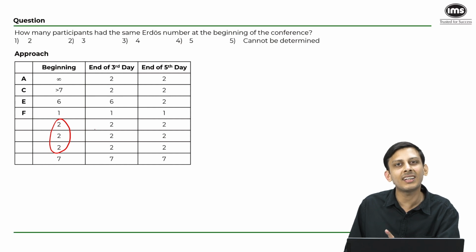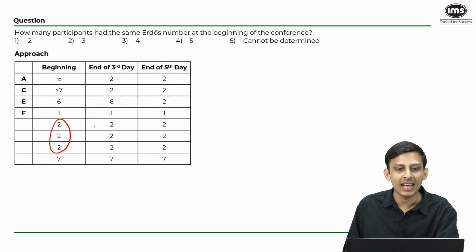All the other people had distinct Erdos numbers. And therefore, how many participants with the same Erdos number? 3 participants. So the answer will be 3, which is option 2.